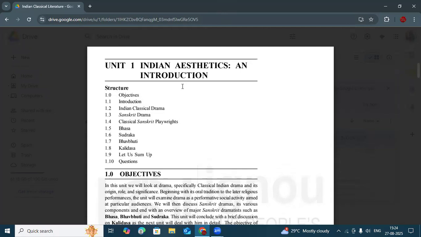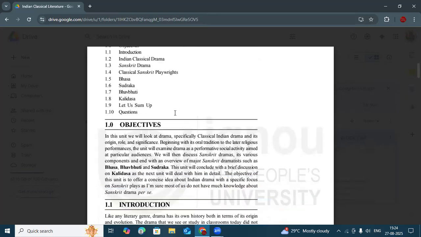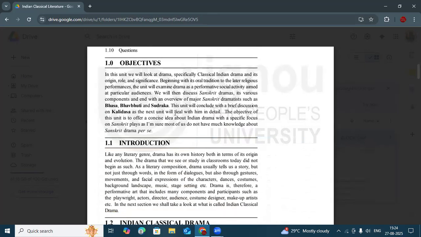We are going to study the objectives, introduction, Indian classical drama, Sanskrit drama, classical Sanskrit playwrights, Bhasa, Sudraga, Kalidasa, finally summing up and questions. For the students who are having the Malayalam explanation, their whole chapter is done and they have already written the examination. Once our chapter is over, we will directly go for the examination.